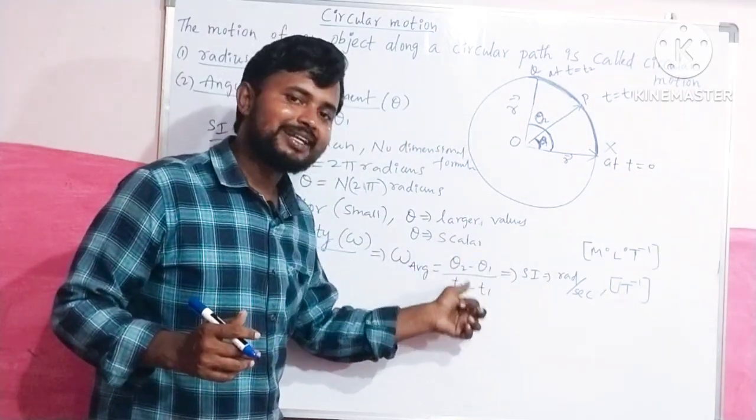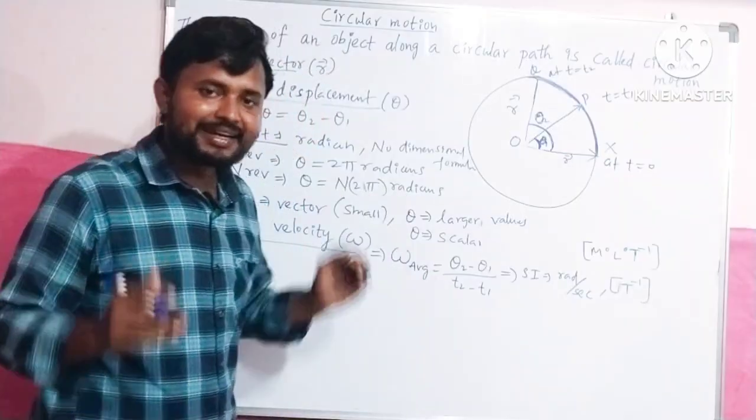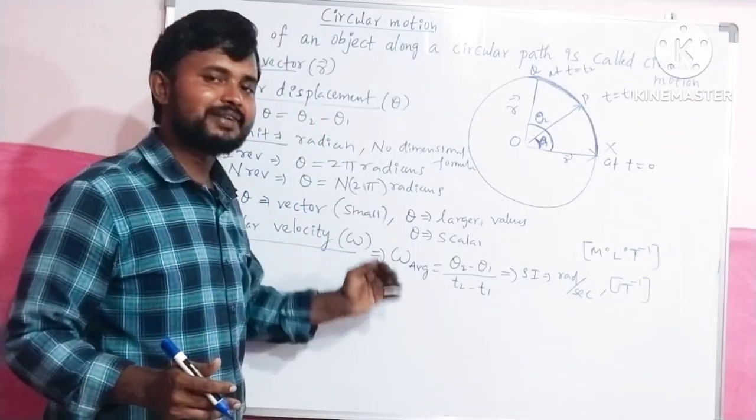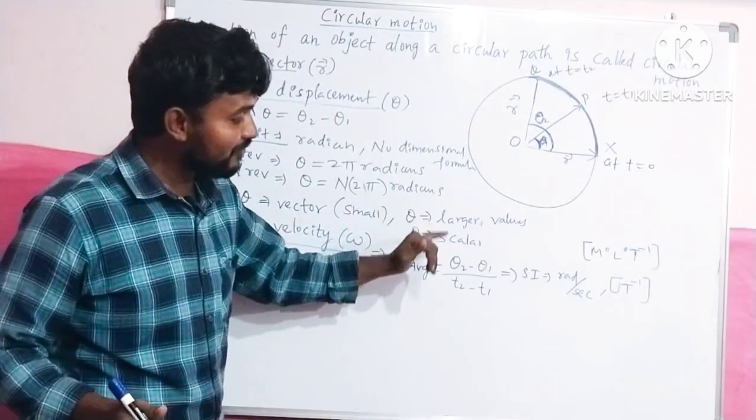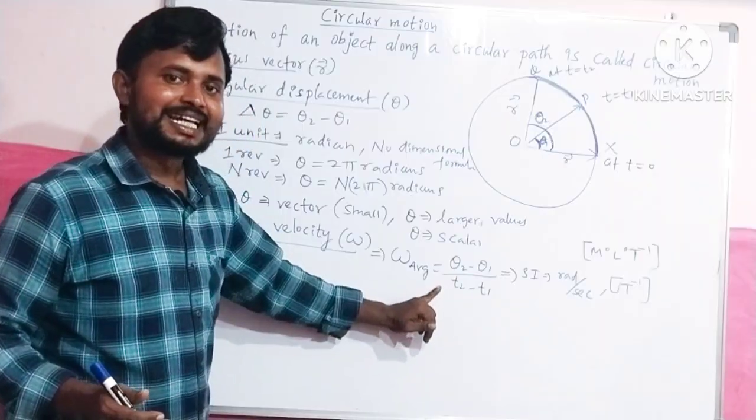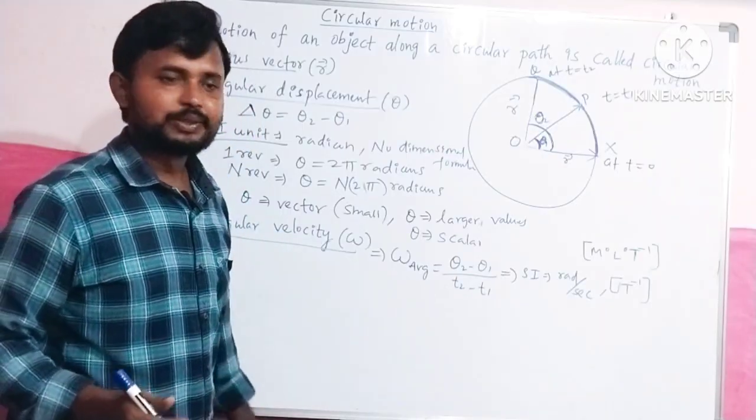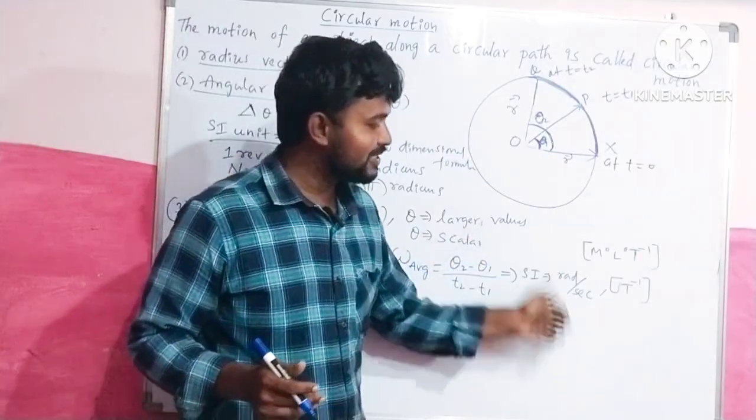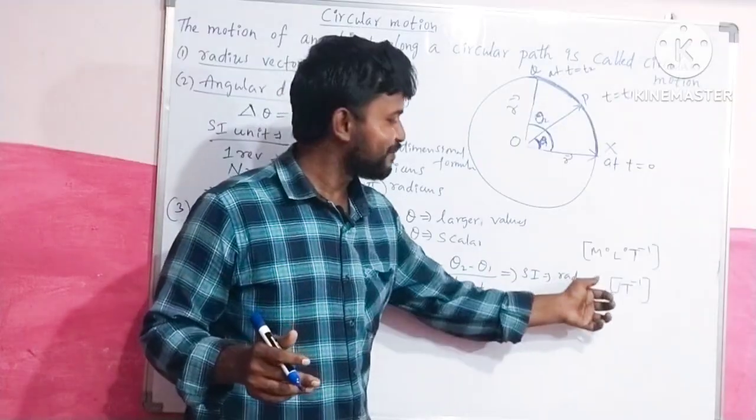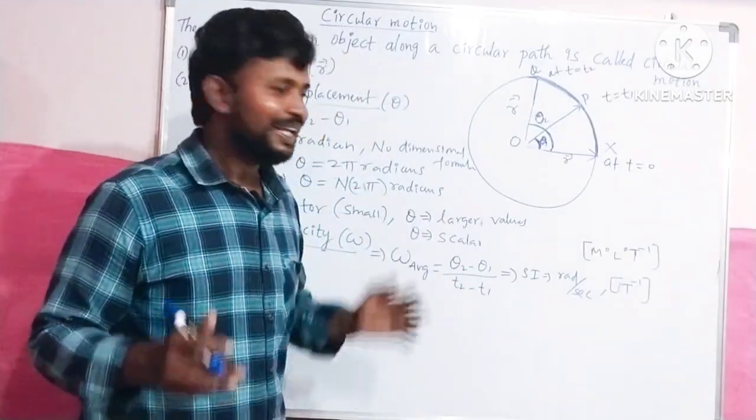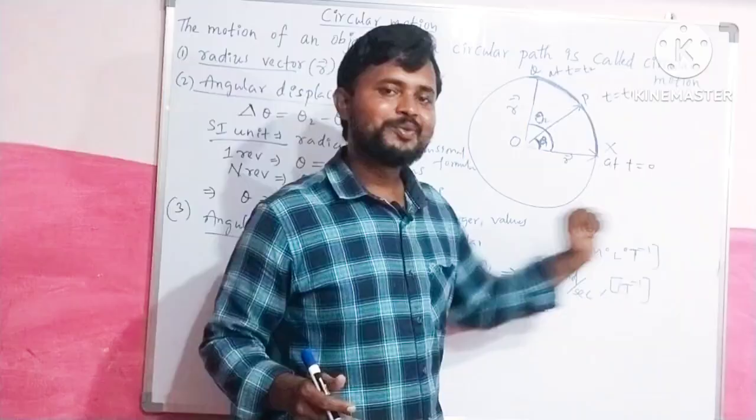Average angular velocity equals the rate of change of angular displacement by time. So the SI unit is radian per second. The dimensional formula is T minus 1, that is M0 L0 T minus 1.